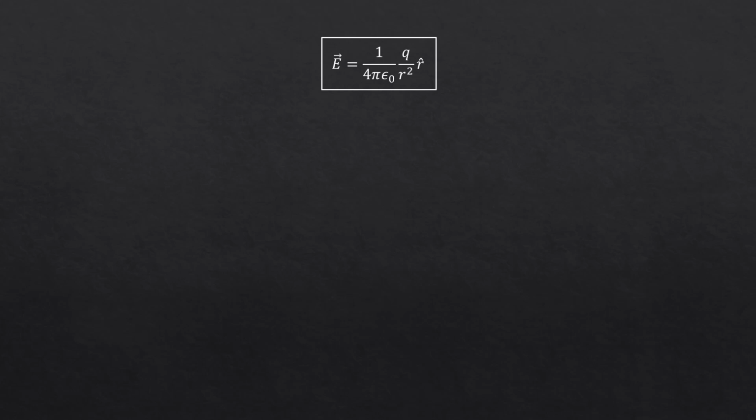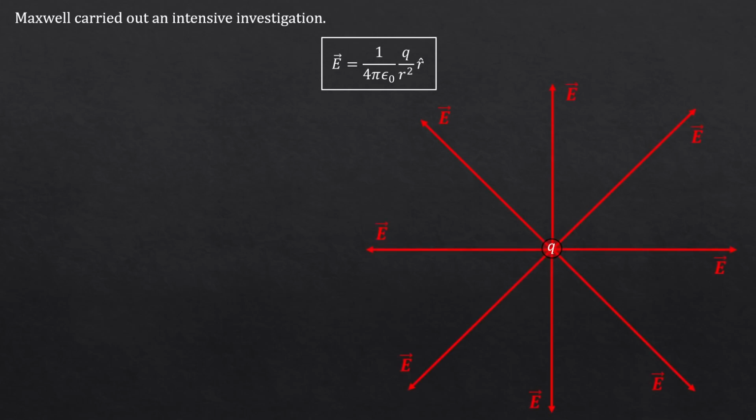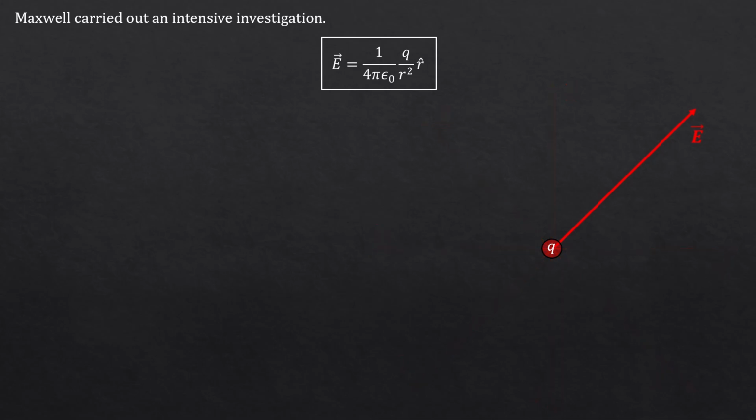What Maxwell did was he carried out an intensive investigation on the electric field equation. Suppose we have a charge that emits electric fields in all directions. Actually, for simplicity, let's just talk about one line of the electric field for now, okay? Let's try to move the 4 pi r squared to the other side. Now the right-hand side is constant, but the left-hand side has a variable r. How can the left-hand side value change when the right-hand side stays constant?